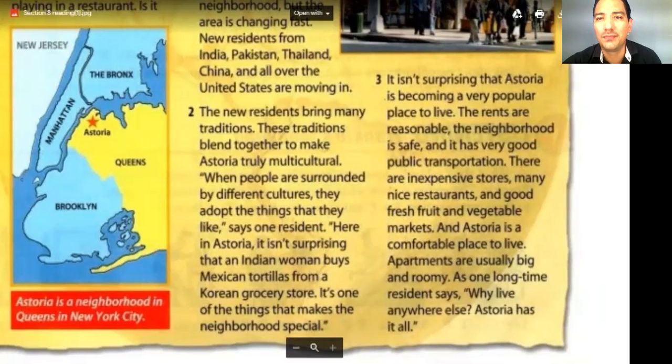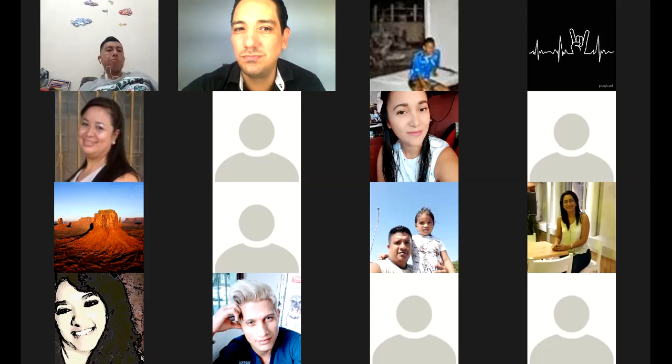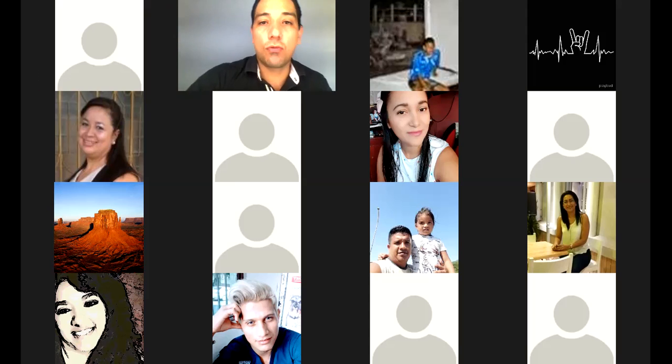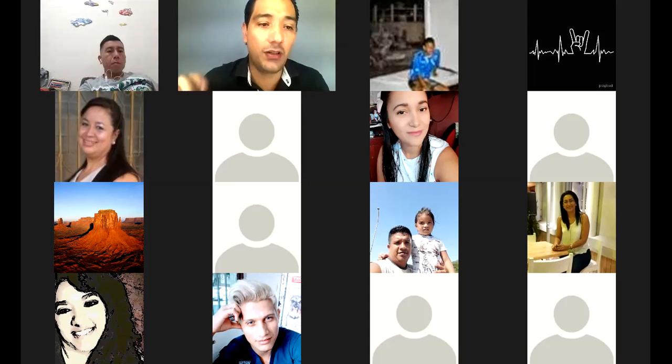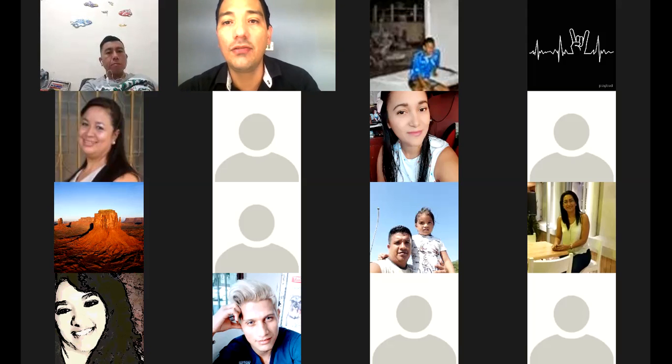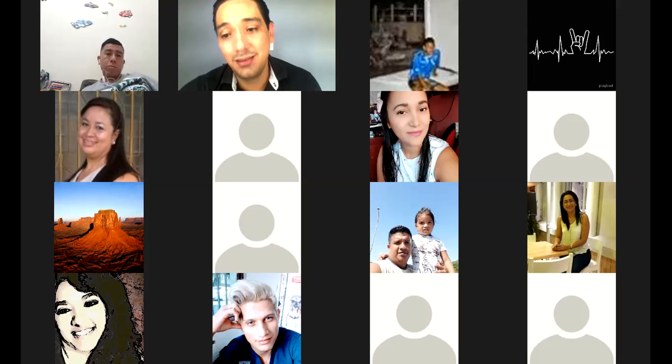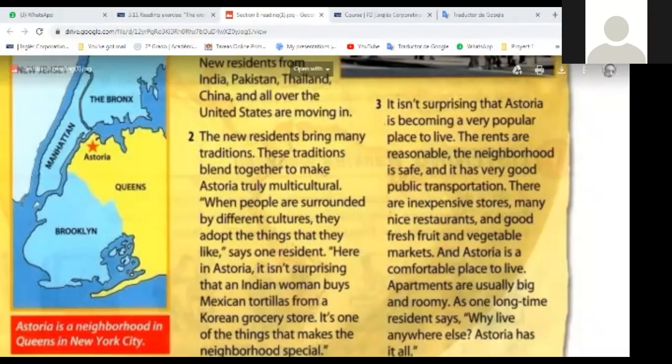What is roomy? Compañero, okay. Roomy. ¿Cómo? Roomy, como roommate. Roommate es compañero de habitación. Pero roomy es un adjetivo. Oh. Y ahí dice, okay, apartments are usually big and roomy. Los apartamentos son usualmente grandes y espaciosos. Yeah. Big and roomy.